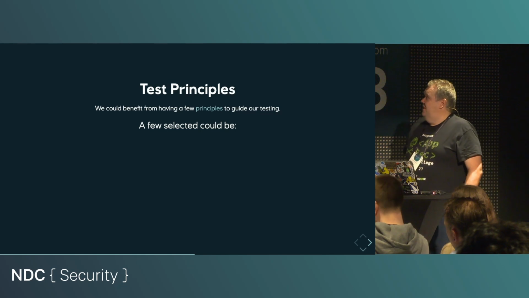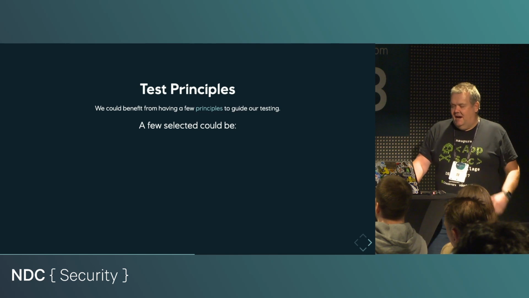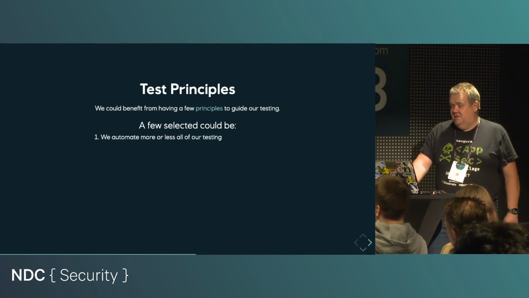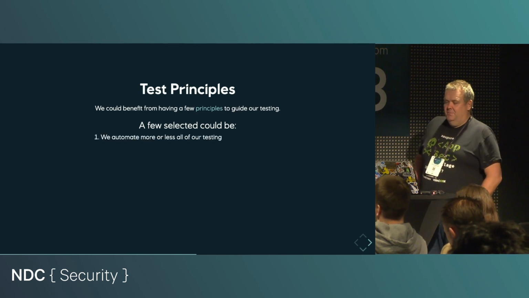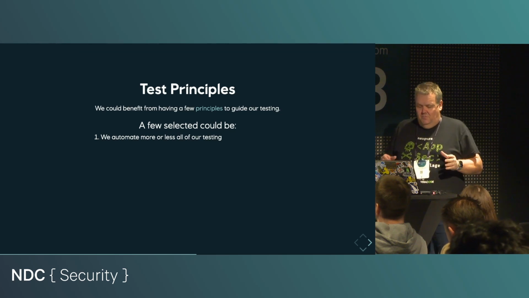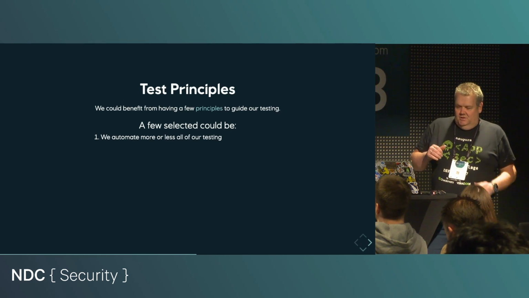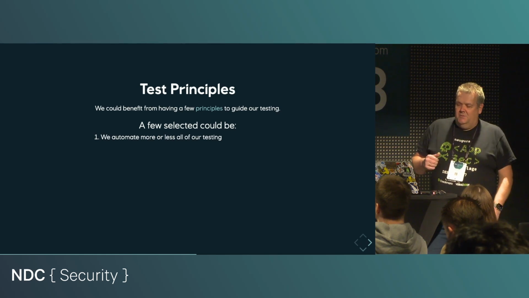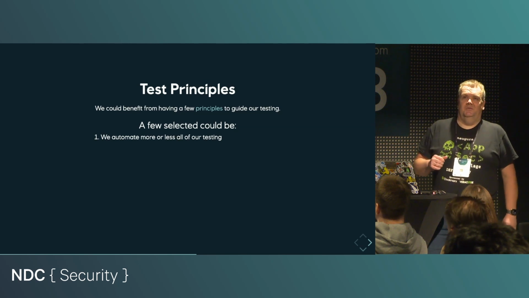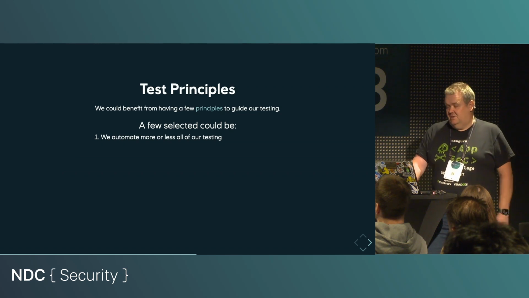So let's look at some test principles and some technical challenges. I really encourage teams to create test principles for their work. They should guide their testing. A few of them could be: we should automate more or less all of our testing. I say more or less all because I acknowledge that a good tester codes automated tests, but also spends time on heuristic testing, which is super beneficial. So put most effort into automated testing.